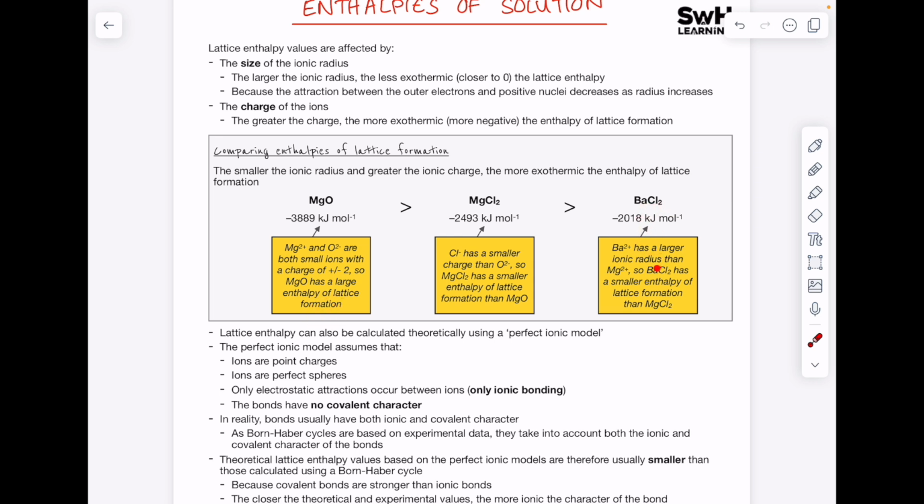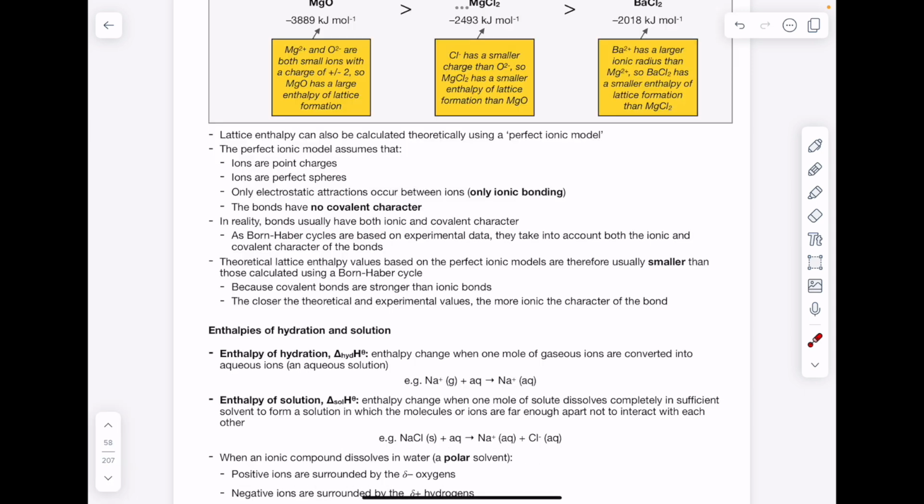Barium chloride, however, barium is much lower in group 2 compared with magnesium. It has a much larger ionic radius, meaning that the barium chloride will have a smaller enthalpy of lattice formation compared with magnesium oxide. The lattice enthalpy can also be calculated theoretically using a perfect ionic model, which assumes that ions are point charges, ions are perfect spheres, and only electrostatic attractions occur between the ions. So we're making a statement that only ionic bonding occurs and that there's no covalent character.